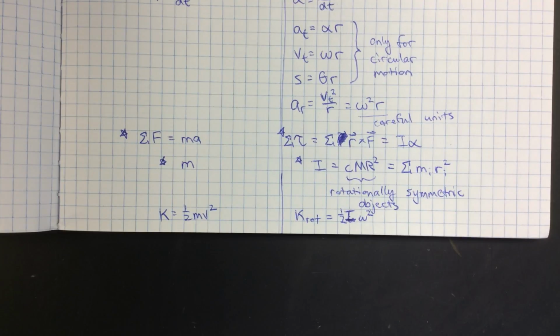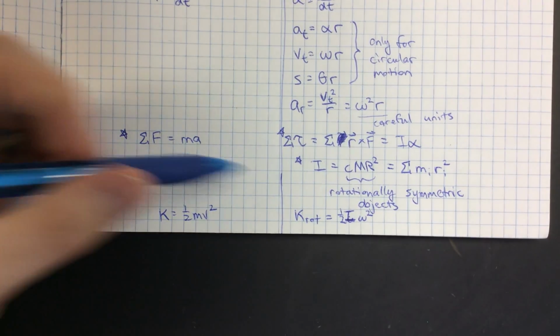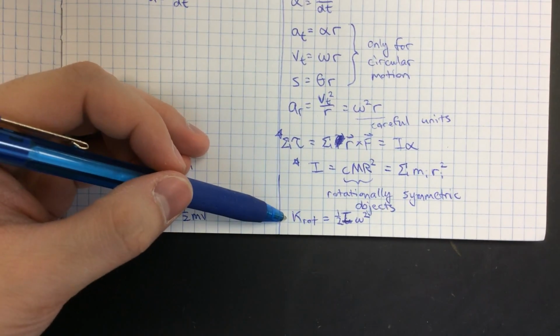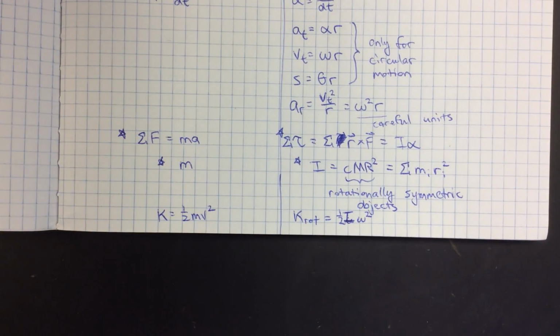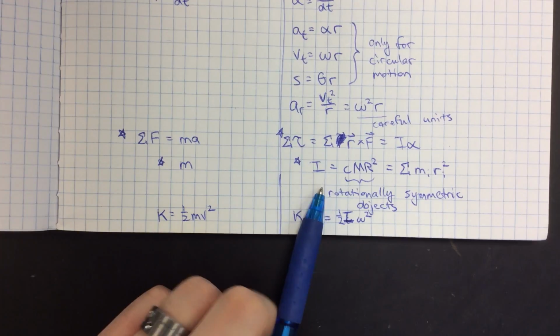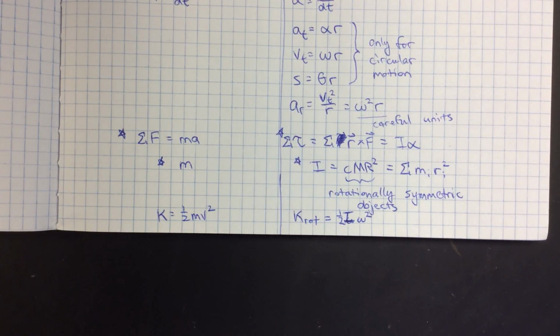So the hardest part about rotation is not going to be this. It's not going to be K. It's not going to be tau. What usually makes it difficult is I. I is the hard one because you have all these different moments of inertia for different shapes. And so we'll take a look.